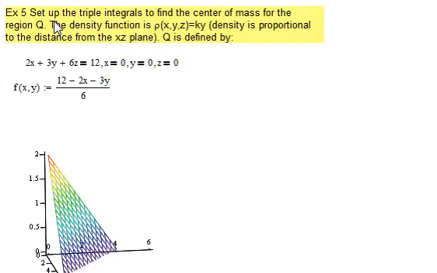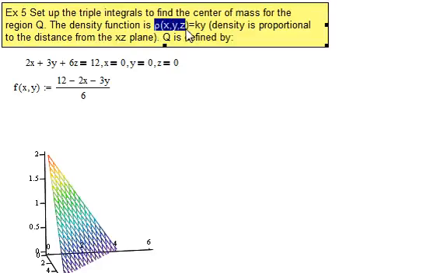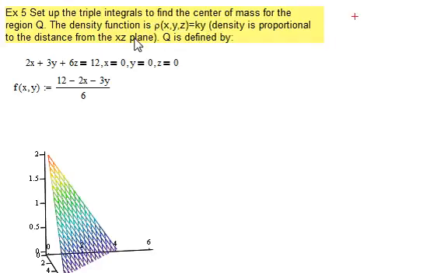In this example, we're going to set up the triple integrals to find the center of mass for the region Q, and the density function is rho of xyz equals k times y. The density is proportional to the distance from the xz plane. That's the one back here.